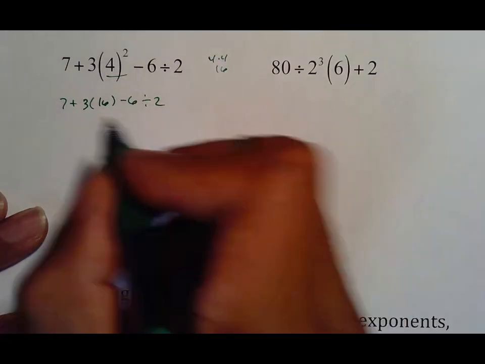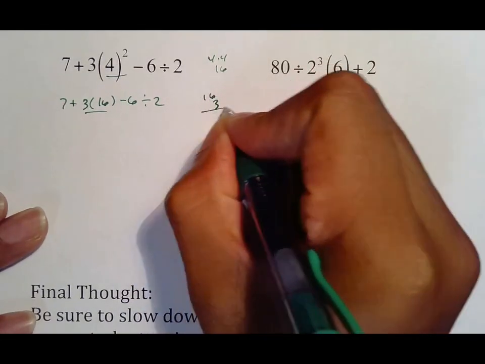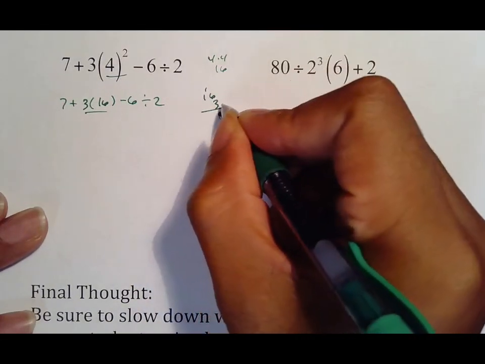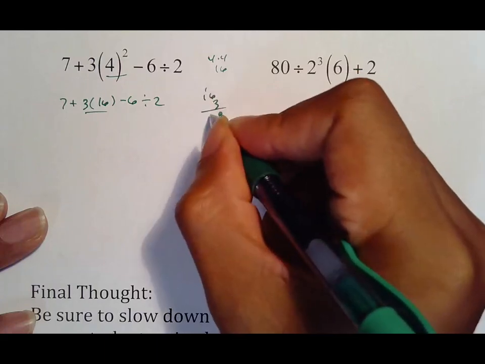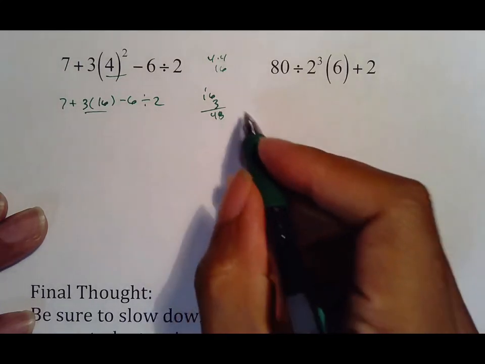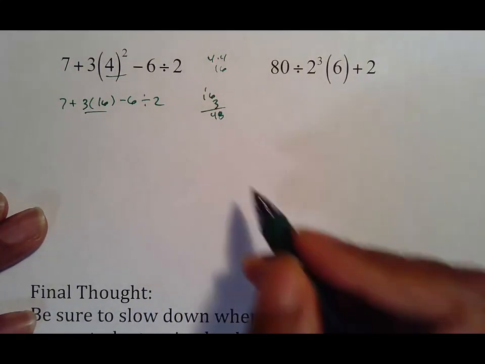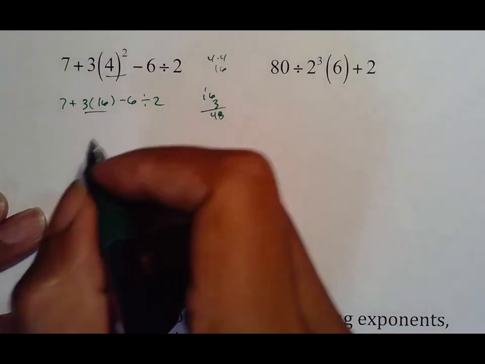Now that all the exponents are gone, my first higher level operation is 3 times 16. 6 times 3 is 18, carry the 1. 3 times 1 is 3, plus 1 makes 4. By the way, you might want to get that back in your system, because there will be questions where you're forced to actually do one single step of multiplication, division, all that stuff in the future on your homework.